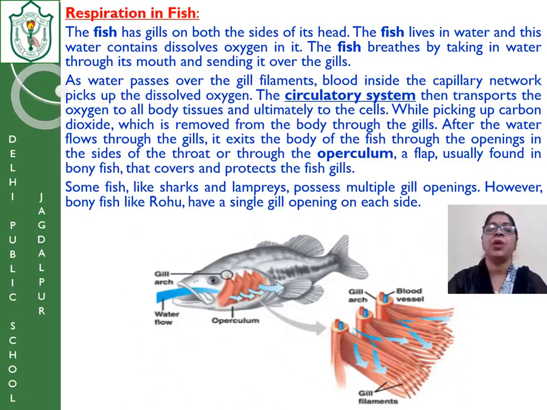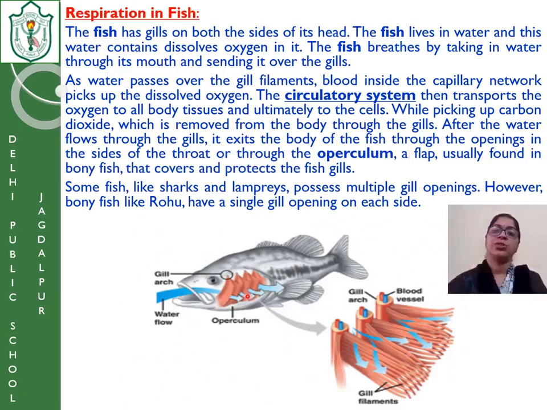Okay, now we go to the respiration of different animals. First we will do respiration in fish. You all know that fish is an aquatic animal, so definitely it will not have lungs to breathe in. It has gills. Where is the location of the gills in the fish? It is just behind the eye on both sides. There are gill slits present where the gills are located.